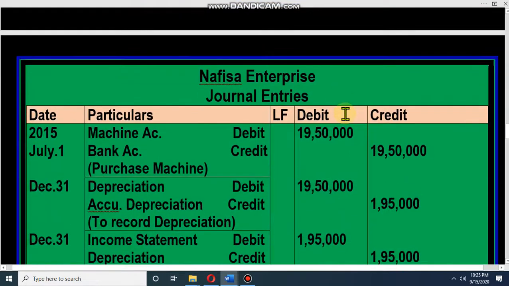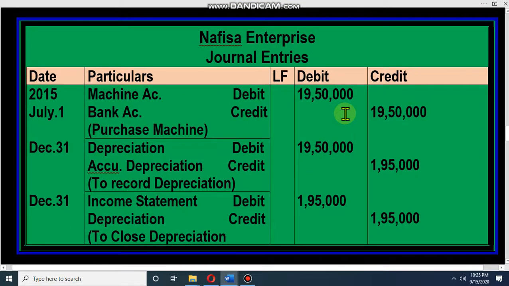Now journal. How can you prepare the journal? Dear student, last class I gave the fixed journal for this. If you buy any asset, asset account debit and bank account credit. Whatever asset, here it is machine. If it is furniture, furniture account. If it is building, building account. Whatever asset we have purchased, the journal is that asset account debit, bank account credit.